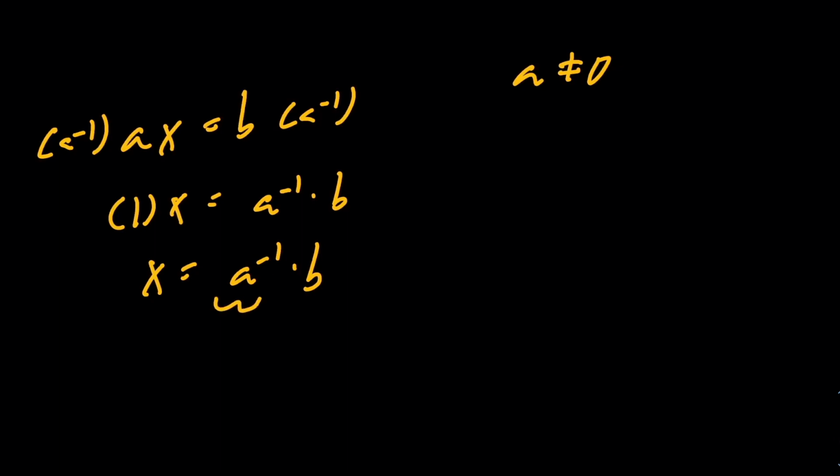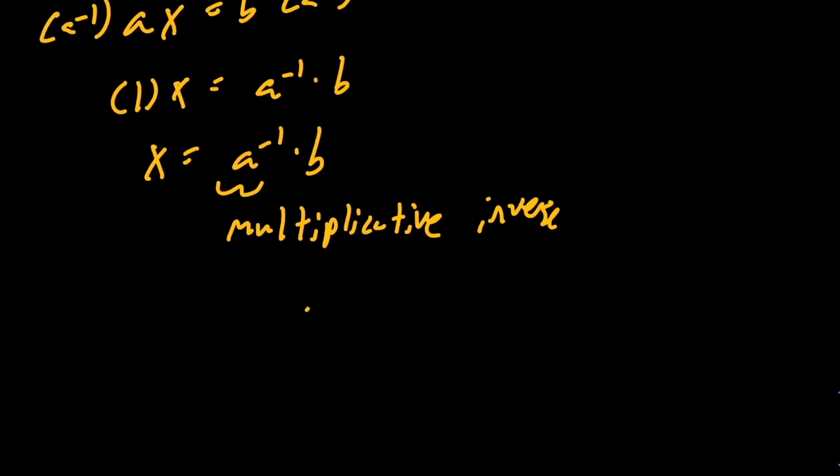So this value right here is what's known as the multiplicative inverse. And it's the multiplicative inverse of a, because what happens when we multiply a to the negative first power times a? It simply becomes 1, which is the identity element for multiplication. The definition of the multiplicative inverse of a matrix is similar.